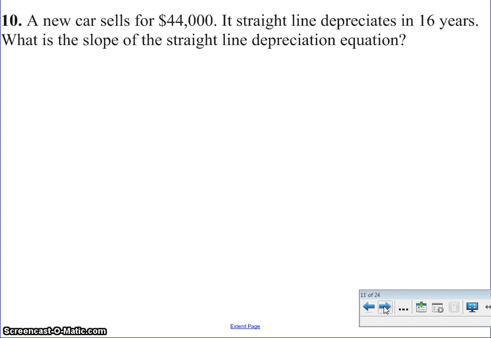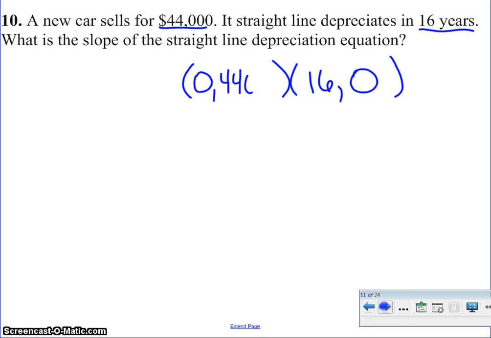All right, number 10, a new car sells for $44,000. It straight line depreciates in 16 years. What is the slope of the straight line depreciation equation? So first thing, I have to find my intercepts. I know that at 16 years, the car is worth 0. And at 0 years, the car is worth $44,000.